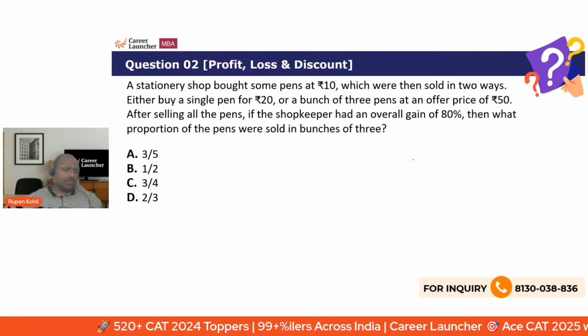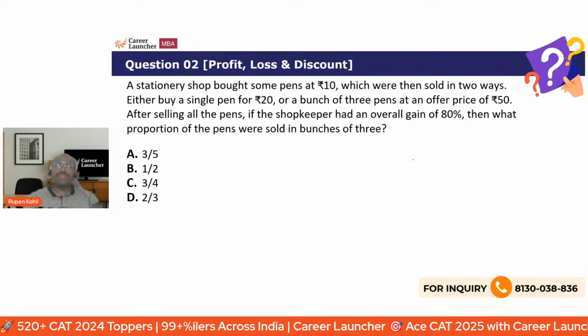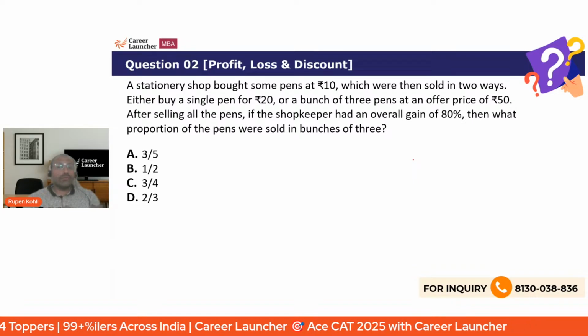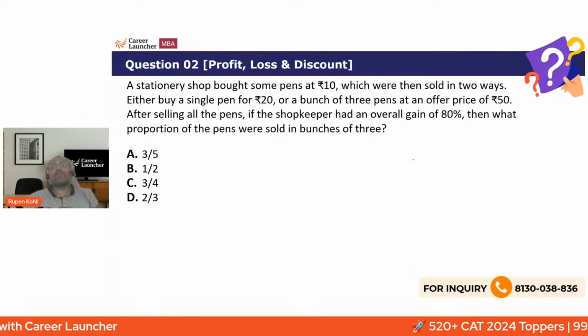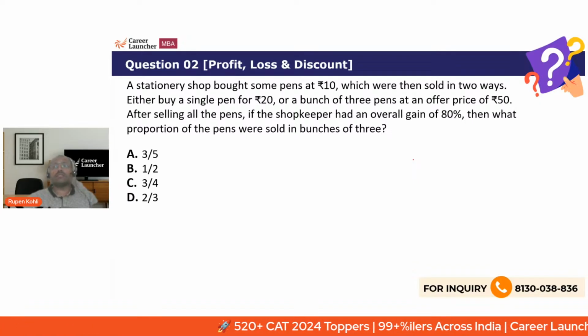So why is it an offer price, people? Why is it an offer? Because if we go by the single pen cost, that is 20, then 3 would have cost you 60, but it's for 50. So that's why it's a bundle. So you get it for a little bit less.